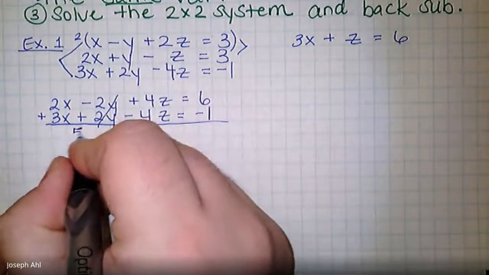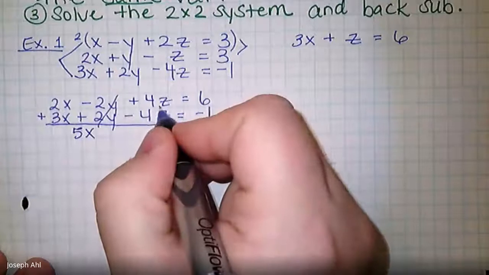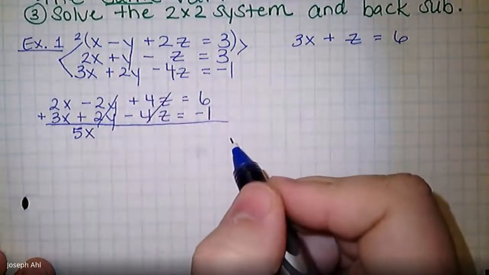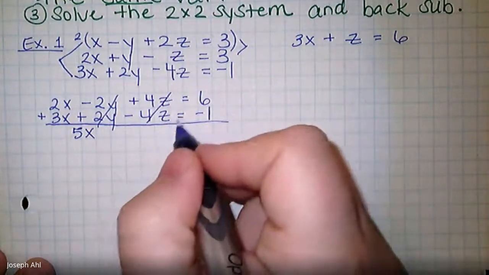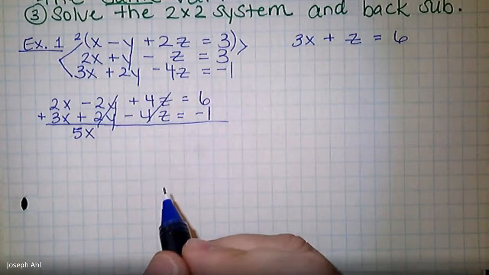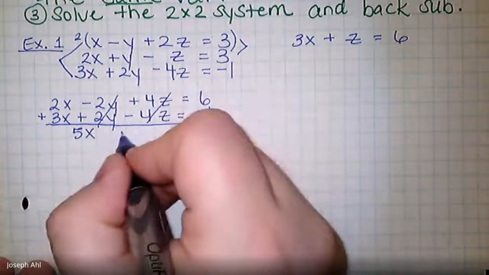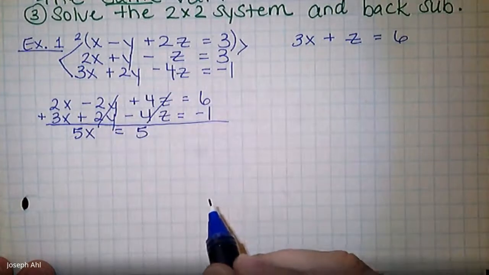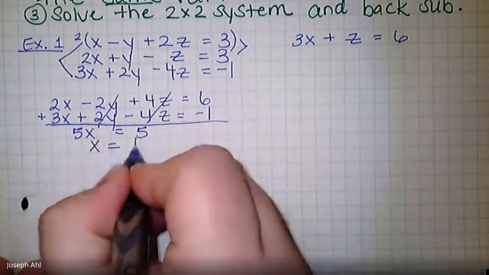So we're going to get that 5x. And what's interesting here is that the 4z and negative 4z also cancel out. That wasn't really expected to happen. But when it does, it's kind of nice, because then what do I get on the other side? 5x is equal to 6 plus negative 1, which is 5. And all of a sudden, we now know that x equals 1.